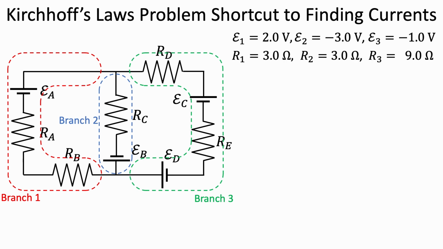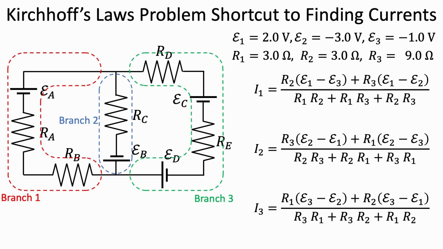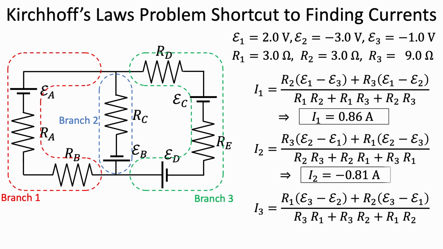Here's a summary of what we found. We can now plug in these values into the shortcut equations and find that I1 is equal to 0.86 amperes, I2 is equal to negative 0.81 amperes, and I3 is negative 0.048 amperes.